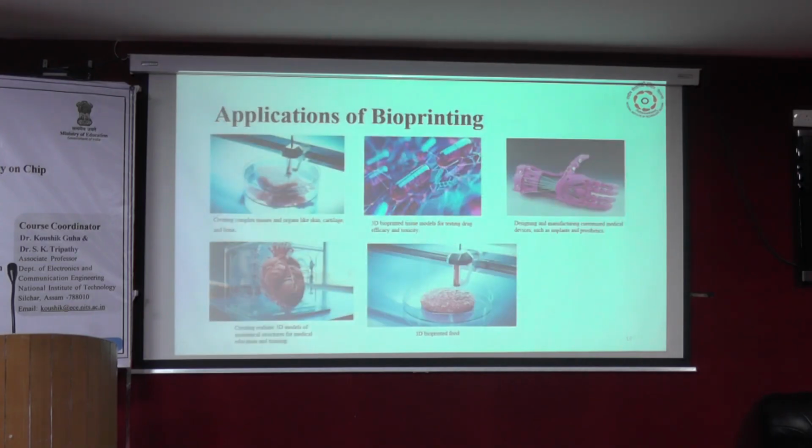These are the applications of bioprinting: creating complex tissues and organs like skin and cartilage that look just like the original. That is possible. There are 3D bioprinted tissue models, and nowadays 3D bioprinted food is also possible. Then realistic 3D models of anatomical structures for medical education and training. There are medical universities that have these 3D printed organs of different shapes to demonstrate to the students.